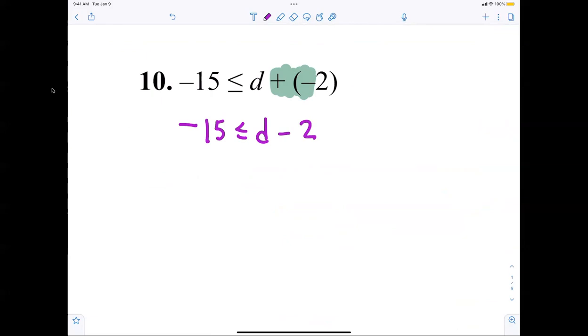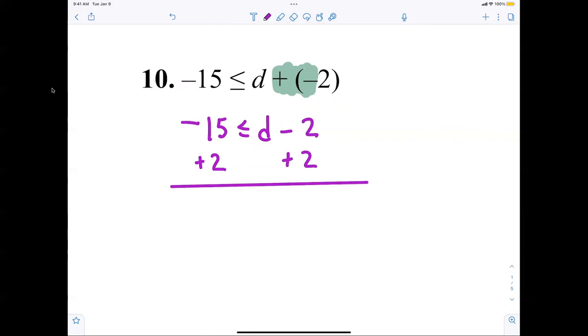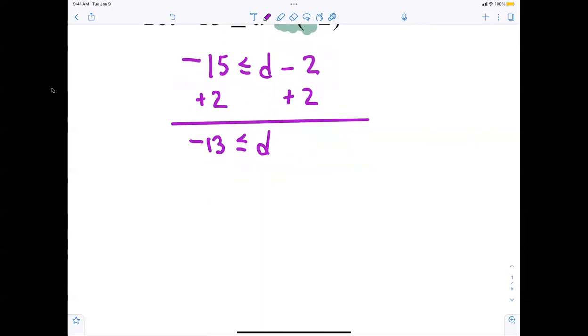Okay, Lily, what am I doing? Adding 2. You would be adding 2, Lily. Good job. Now tell me what that is. It would be 13. What kind of 13? Negative 13. You see it, right? And then it would be less than or equal to D. Very nice. Now what? Flip it. So it would be D greater than or equal to negative 13. Yes, I'm happy with you on that.